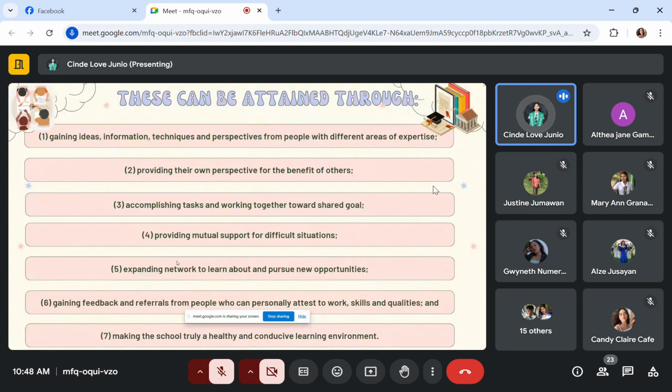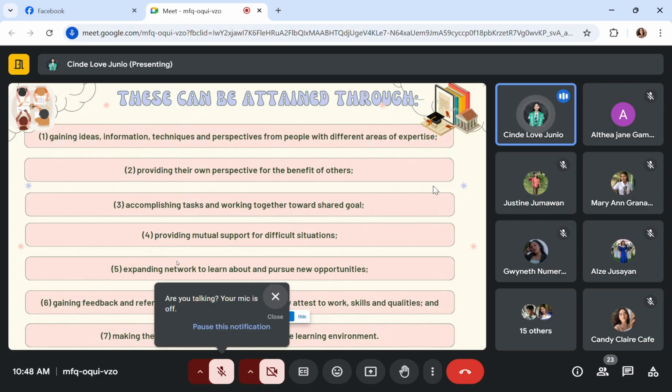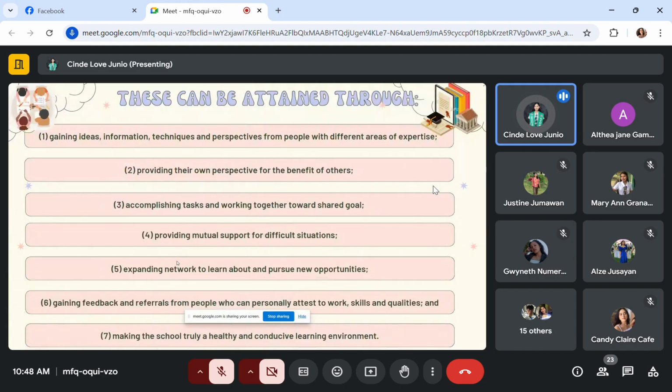Next, expanding network to learn about and pursue new opportunities. So here you are making new connections. So you are meeting new people to explore new opportunities. So for example, here in ASCAT, diba, we have many organizations, or in other schools a club. So you can join them and meet new people with the same interests as yours.